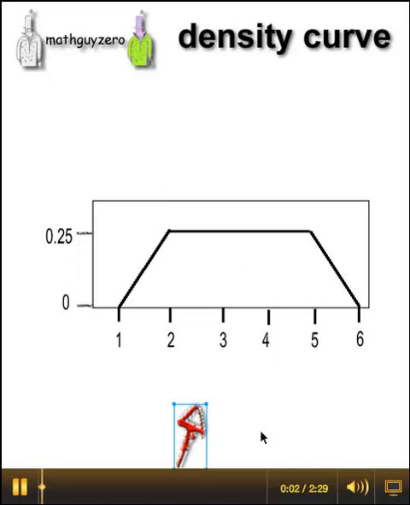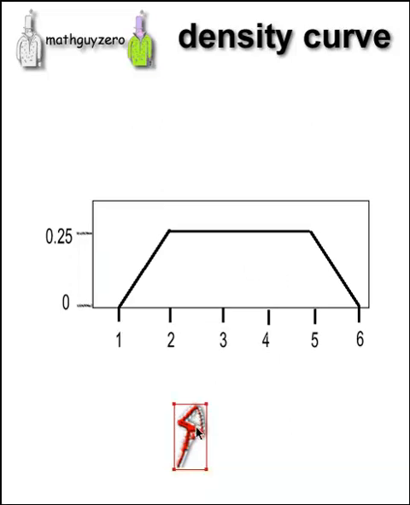The definition of a density curve is that there are no negative y values. In other words, there's nothing on the y-axis that goes below the x-axis. And the second part is that the area underneath the curve has to total 1. So let's go ahead and find the area of this curve by breaking it down into little chunks that we're familiar with.